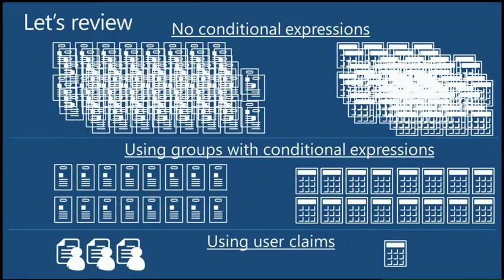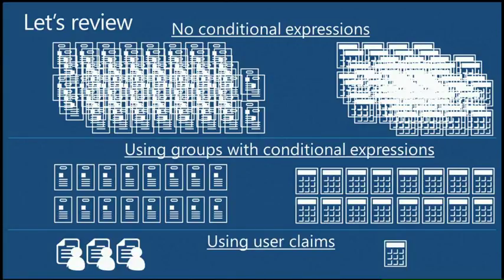Let's go back to the very beginning. Taking today, 2008 R2 and before, we don't have conditional expressions. We have mass quantities of ACLs for that scenario we had in the beginning. We have 2,000 ACLs. We have 2,000 groups to go along right alongside it. Not very good, but all right.